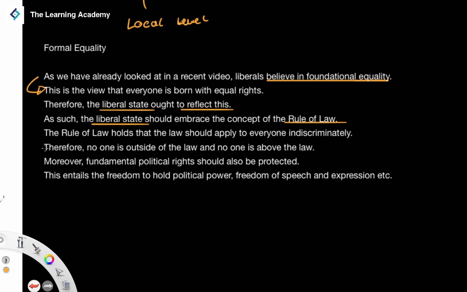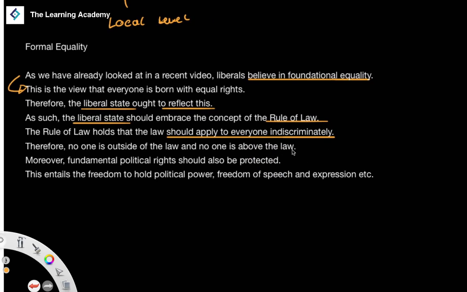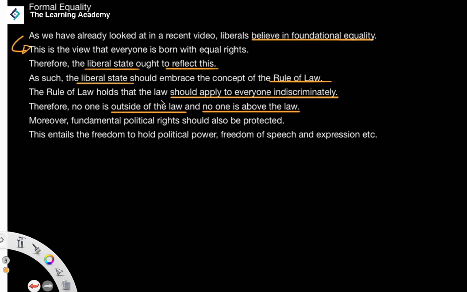But generally speaking, the rule of law holds that the law should apply to everybody indiscriminately. So it shouldn't apply to one person and not somebody else, or it shouldn't apply more to one person and not somebody else. Therefore, no one is outside of the law, and also nobody is above the law. And this really does challenge the view that we have in the United Kingdom, where we have a hereditary monarch who is said to be above the law in some cases. That's a very interesting point that needs to be made. It makes us all very uncomfortable in the United Kingdom if we're going to uphold the rule of law, but also uphold the institution of the monarchy, a very complicated, controversial topic that I'm really not going to get into here.